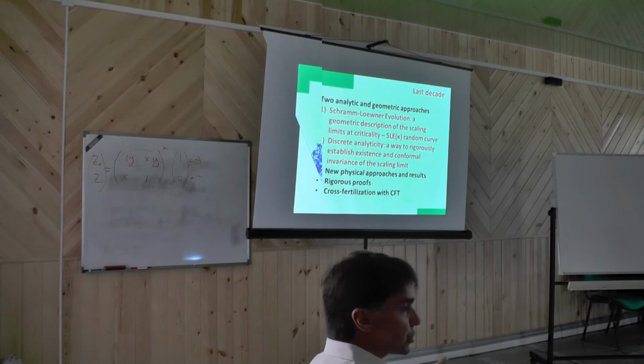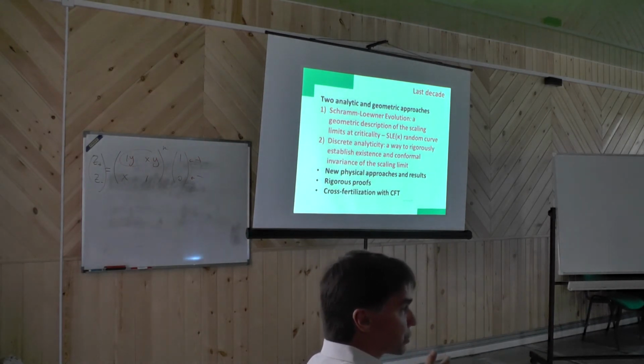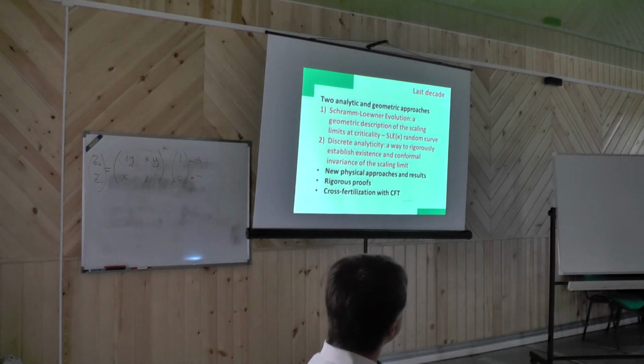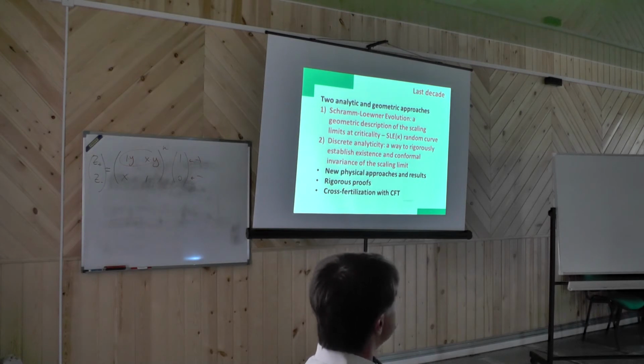In mathematical language, it is a random distribution. So not a random function, but a random distribution. And a distribution is already a complicated object. A random distribution is a very complicated object. And the Schramm-Loewner revolution is more down to earth. It's a more geometric description of the Curie point.